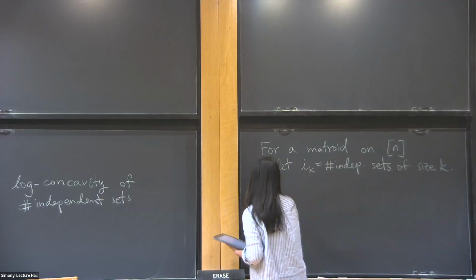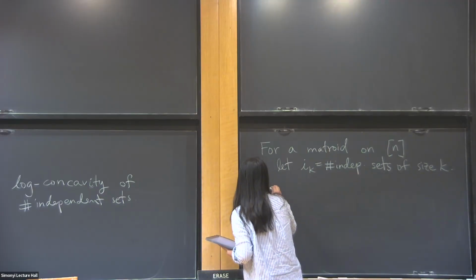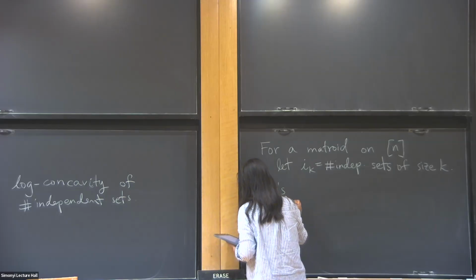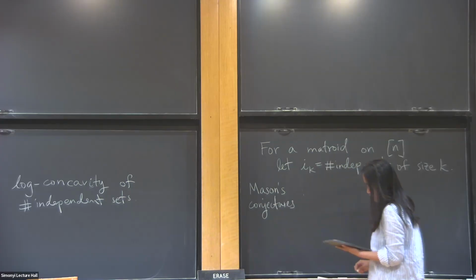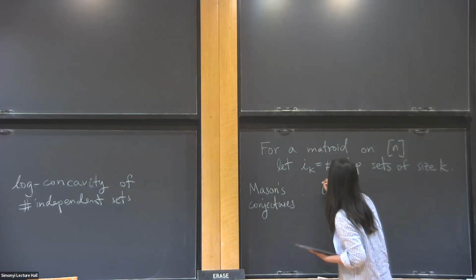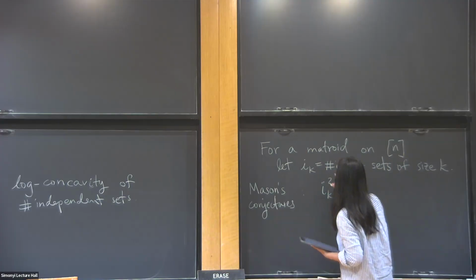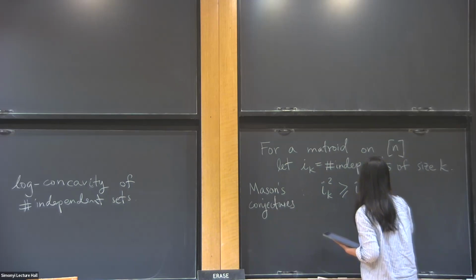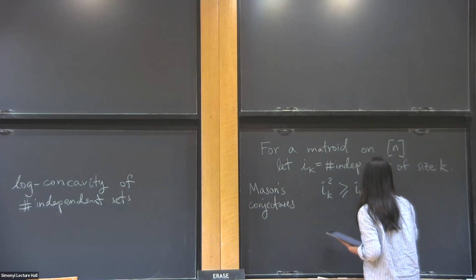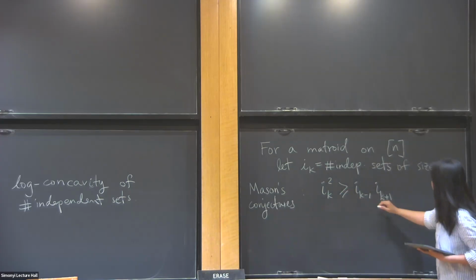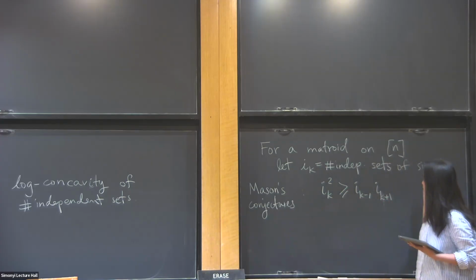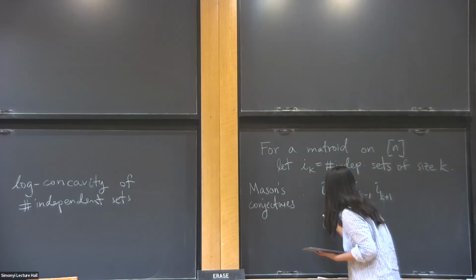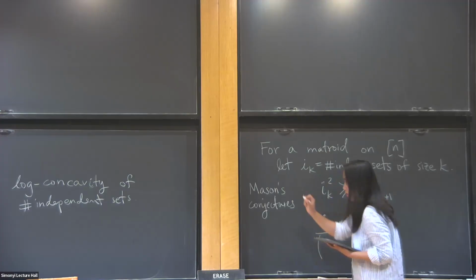So the question, or Mason's conjectures, now theorems. Let me write down a weak version and a strong version. The weak version is that this sequence of numbers is log-concave: I_k squared is at least I_(k-1) times I_(k+1), for all the k's that make sense, going up to rank minus 1. And this is the weak version. The strong version is with these Newton-like denominators.